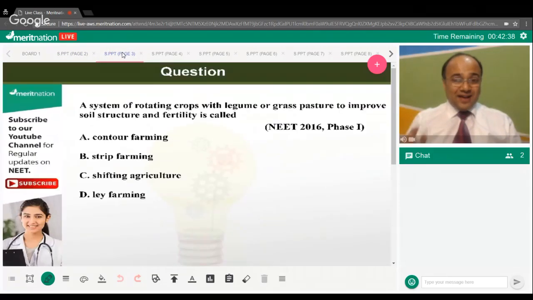Okay, and here comes the next one. A system of rotating crops with legume or grass pasture to improve soil structure and fertility is termed as what? So this is again a very easy one, and I'm expecting a very quick answer from all of you. Can it be contour farming? Can it be strip farming? Can it be shifting agriculture? Or is it lay farming?